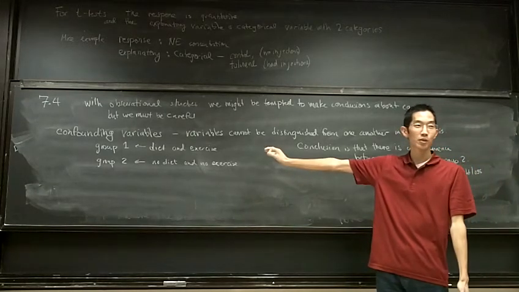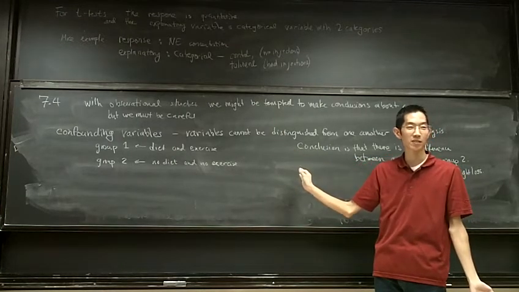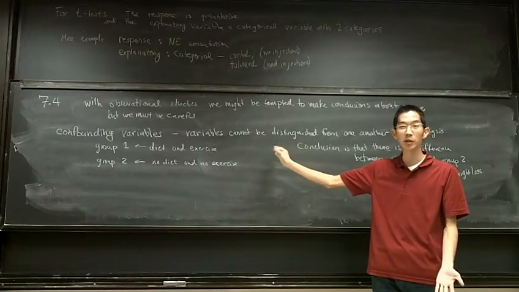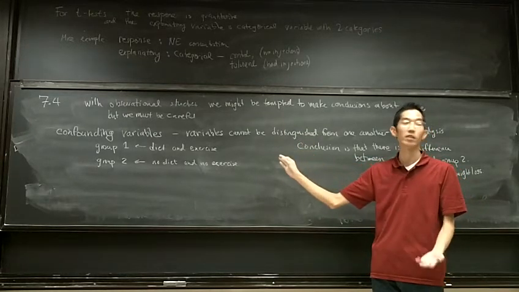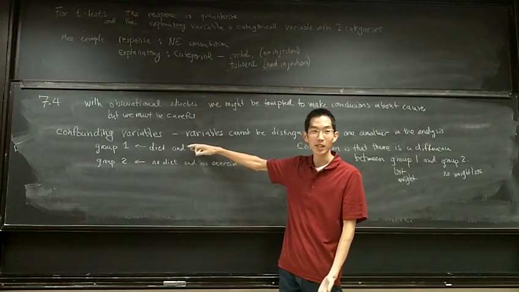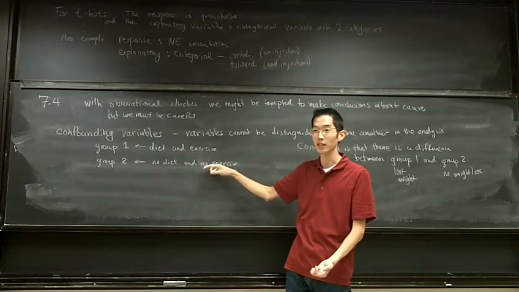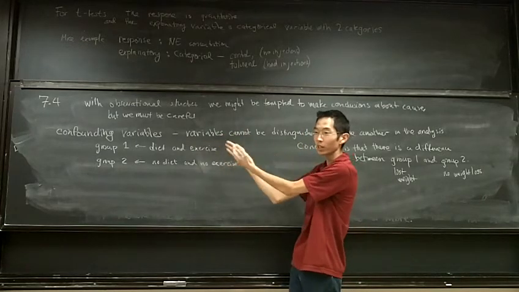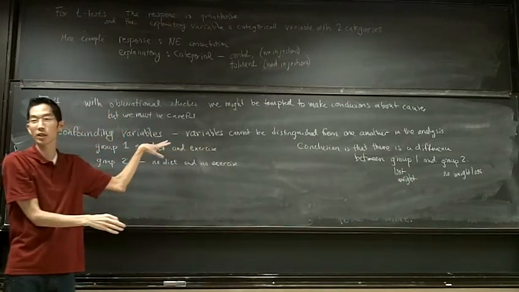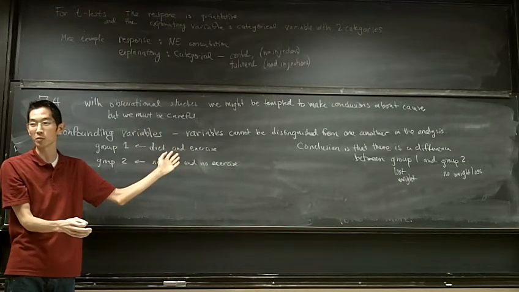So what's responsible? Is it the diet or is it the exercise? You can't tell. With the setup of this experiment, you can't tell, because everybody in group one did the dieting and the exercise, and nobody in group two did the dieting or the exercise. So at this point, these variables are confounded. We can't distinguish the effect of one from the other because we did a bad job setting up our experiment.